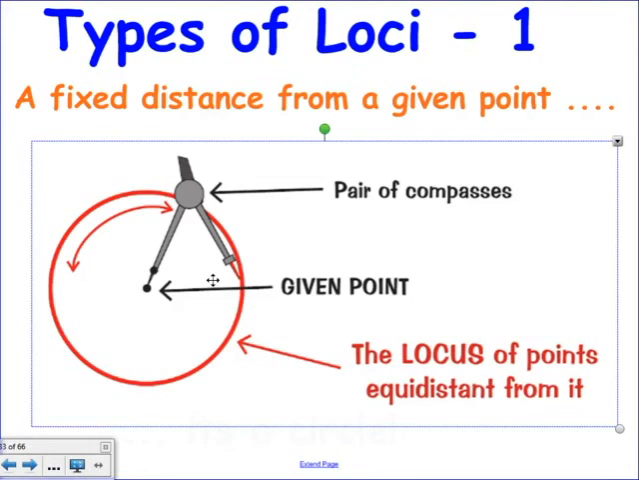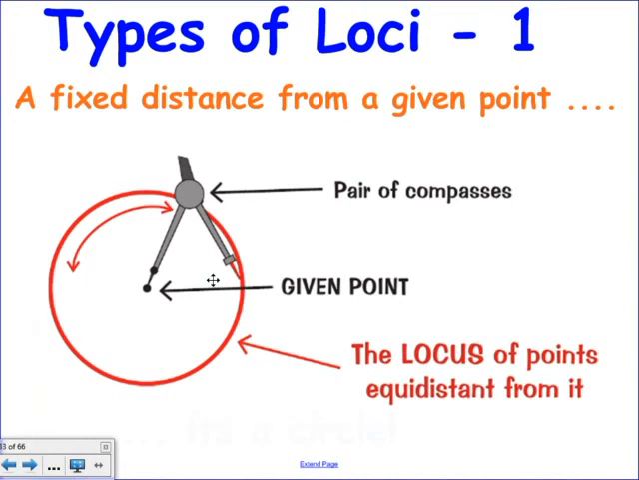Does that make sense? So if you have a fixed distance from a point, you draw a circle. So if I've got Aberdeen and I want you to show me all the places I can build a supermarket that are within 10 miles of Aberdeen, I would draw a circle of 10 miles, and then where can I build my supermarket? Anywhere inside the circle. And that's how we use it. So that's type of loci 1.